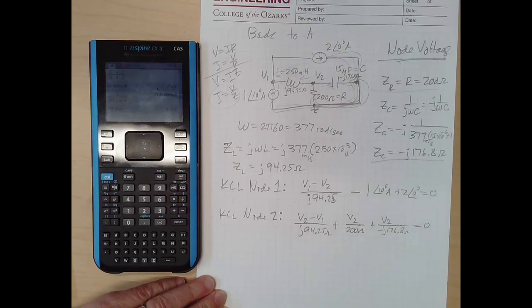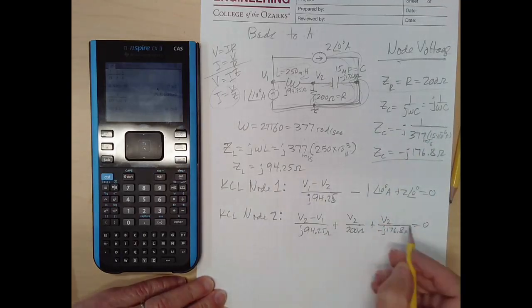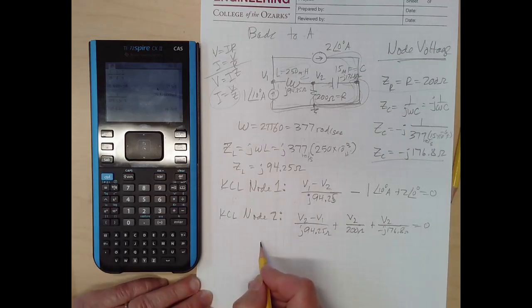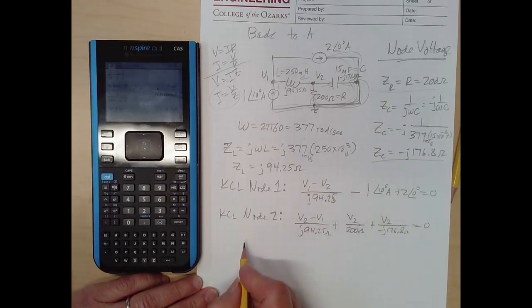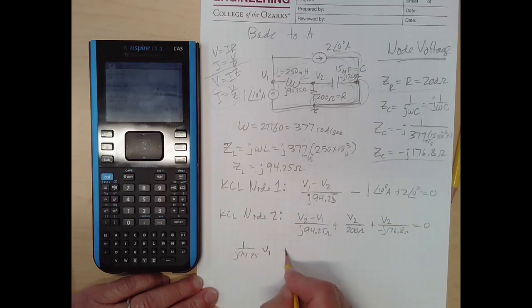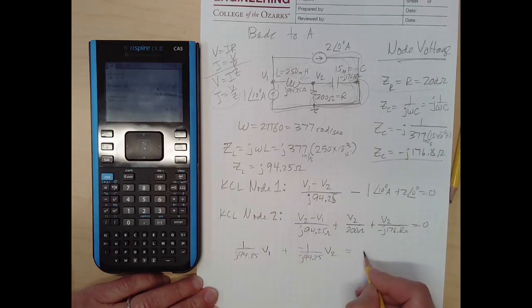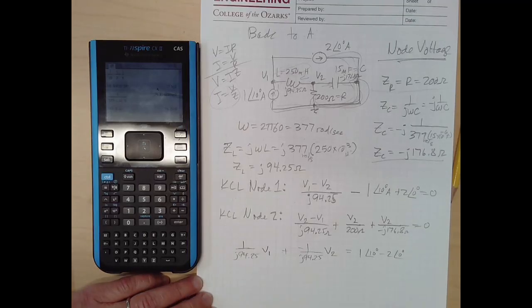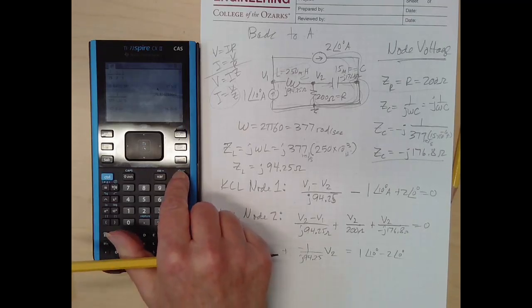It's complex, so it's kind of like we have 4 variables because each complex number has 2 parts, but we can do the math complex-wise. So let's make a matrix. Let's write them in a nice form to make a matrix out of them. So we're going to have 1 over j94.25 times V1, starting on this equation, plus negative 1 over j94.25 times V2. Let's bring those other things to the other side. So then we're going to have 1 at an angle of 10 minus 2 at an angle of 0. Alright, and let's just combine that while we're here.